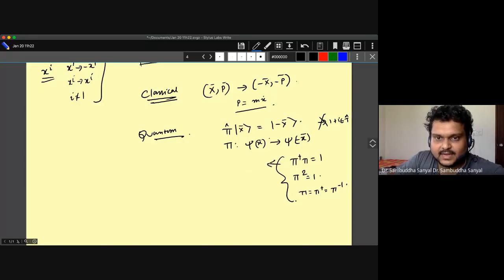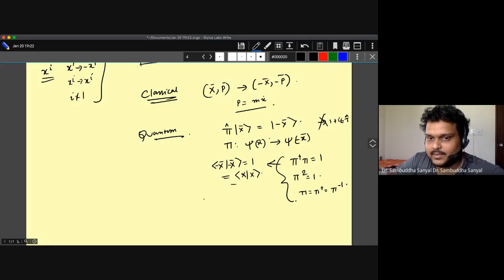And this follows very easily from the requirement that after transformation, the overlap of minus x with minus x should be the same as plus x with plus x. Both are equal to 1 because both are normalized. I don't want to mess with that, and that obviously gives this requirement. That gives me the first one, and the second one comes from the fact that pi applied twice is equivalent to nothing.